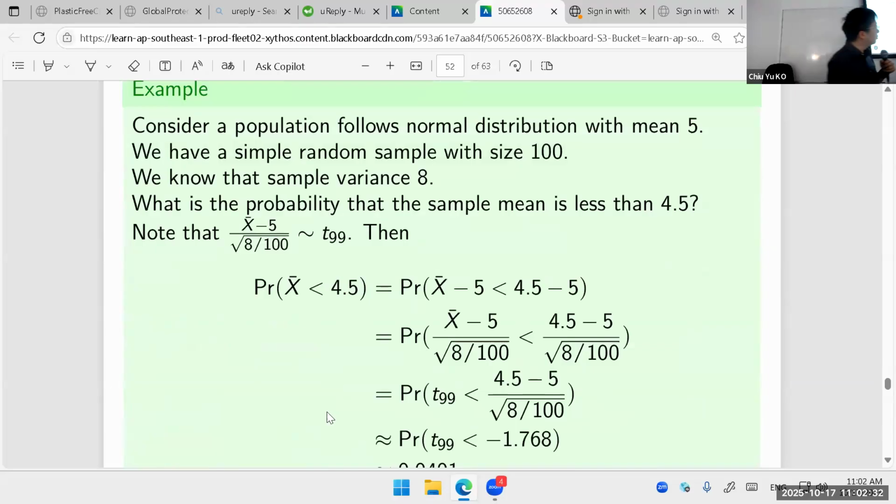But instead, I want to focus on the application of this. I have a population that has a mean of 5, and it's normal. The sample size is 100. The variance is 8. What is 4.5? So what's the question here? Let's do the full screen.